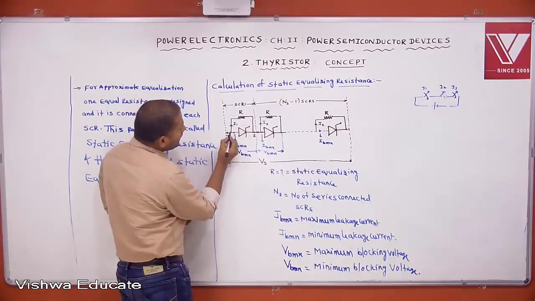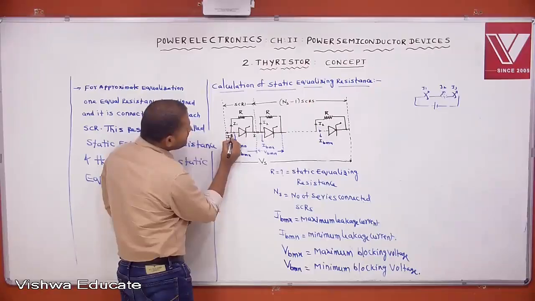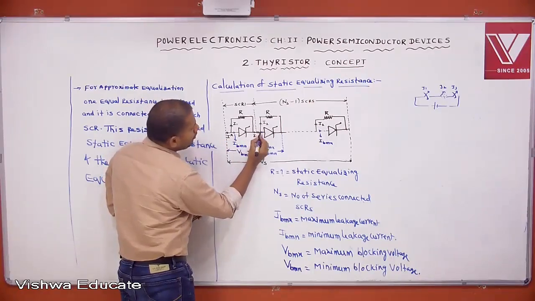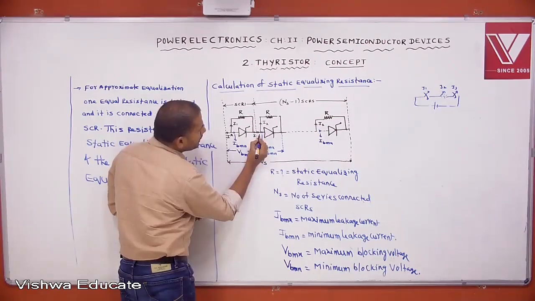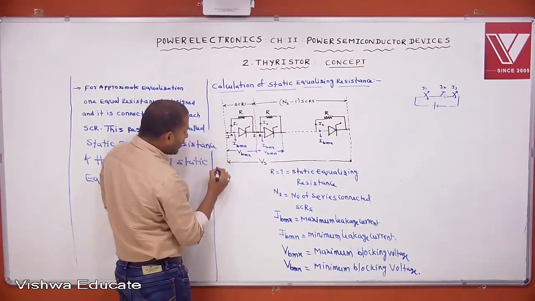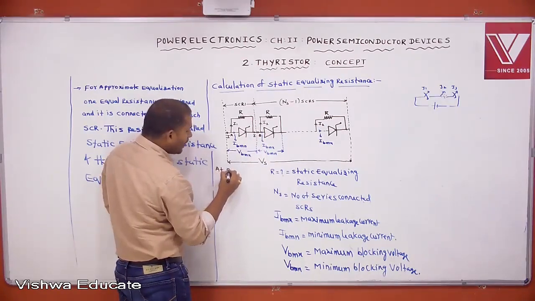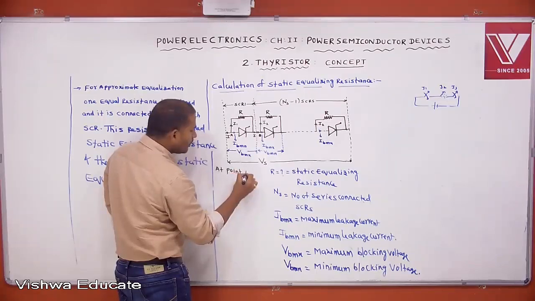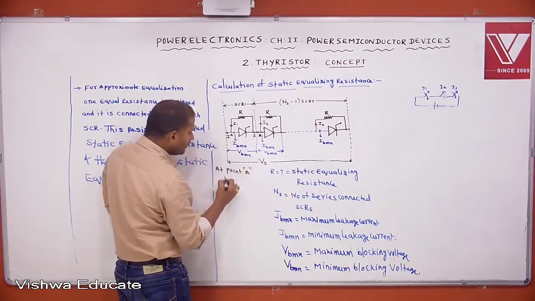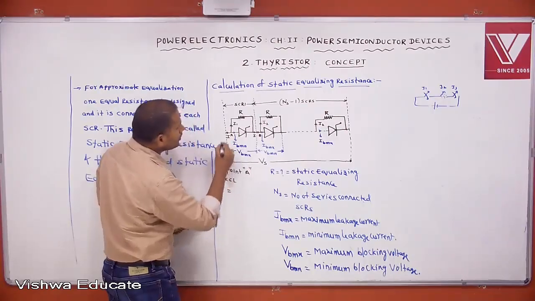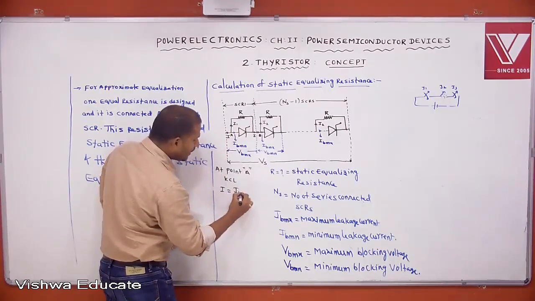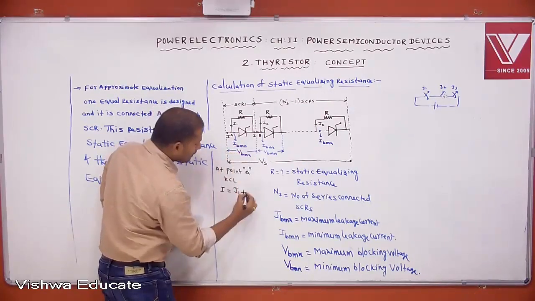Here, let this be point A, and this be point B. At point A, I am applying KCL. What is the KCL? At point A, what is the entering current? I equal to what is the leaving current? I1 plus this current, IBMN.